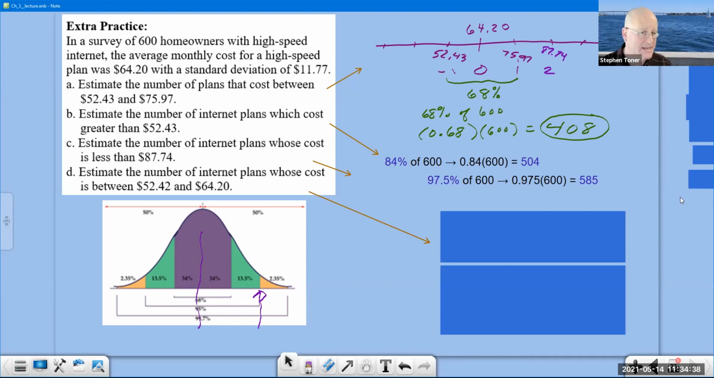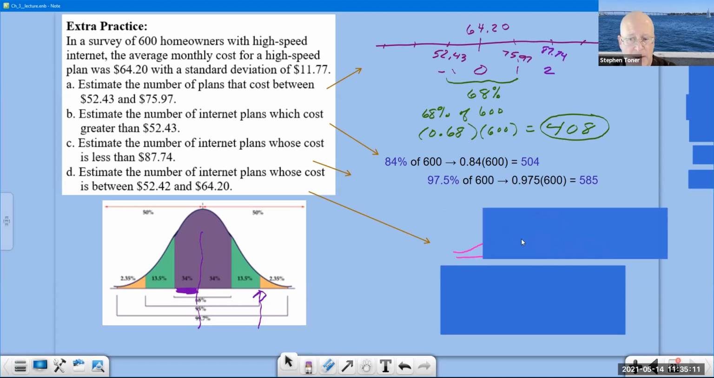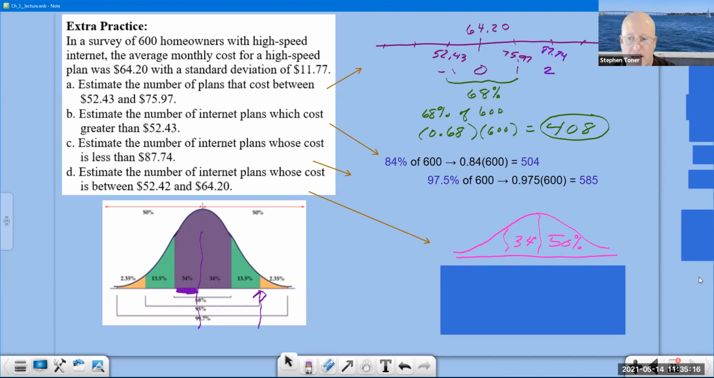Now part D says to estimate the number of internet plans which cost between 52 and 64. That one's not as bad, because if you're looking at your picture, 52 is one standard deviation below the mean and 64.20 is the dead center. So you know right there on the picture that you're only dealing with this one standard deviation going to the left, and we're dealing with 34% of the population. So in our picture, there's our 34% that we're dealing with.